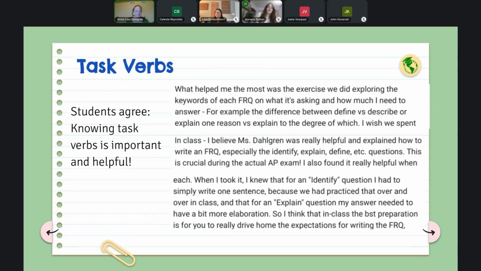As you've already heard, knowing the task verbs is super important. And to add student voice to what was already shared, students see the importance of discerning the different demands for each verb. So going over this clearly with students is so important so they know what each type of prompt requires. In short, students benefit from internalizing the differences in the task verbs that they'll see in the FRQs. Next slide.